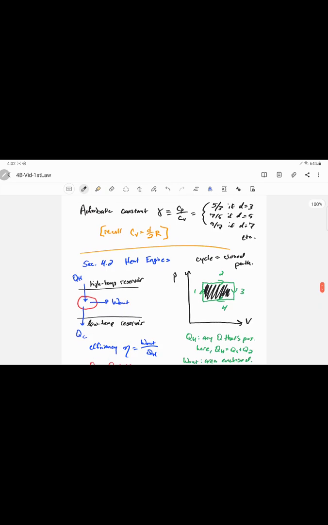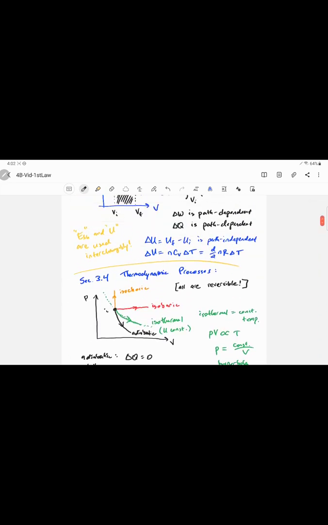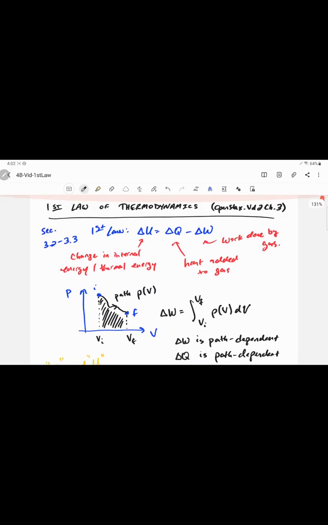I know this is a lot of info on both of these pages, but this was just to give you an overall view of what the first law of thermodynamics is all about. You'll get much more practice with this on your problem set and in class.